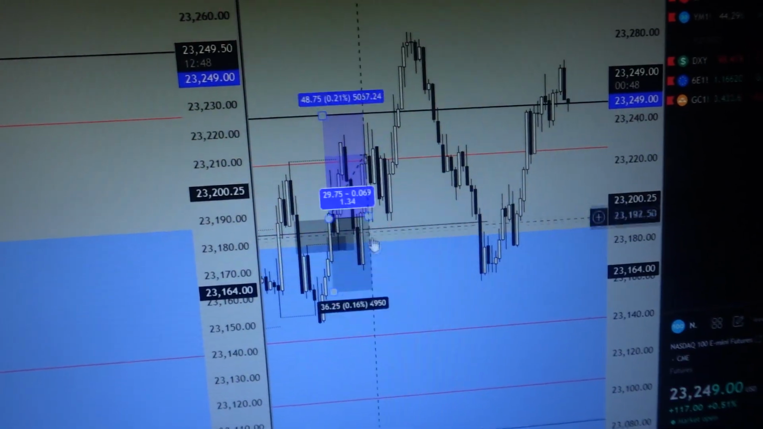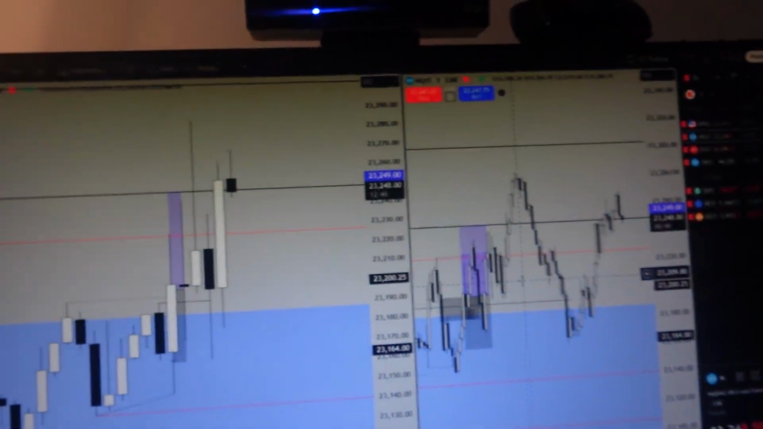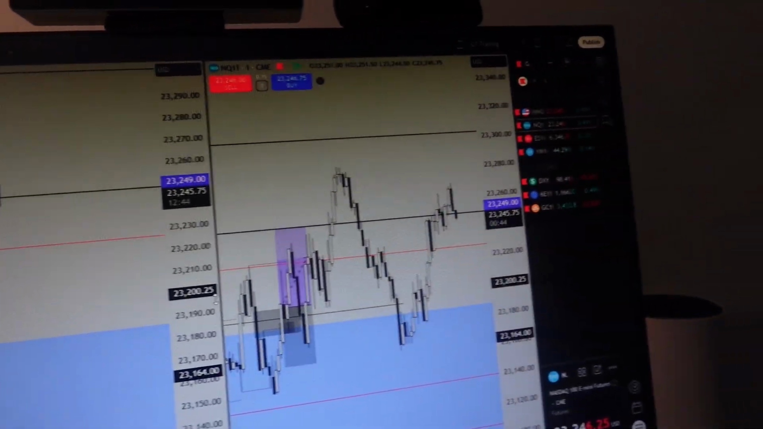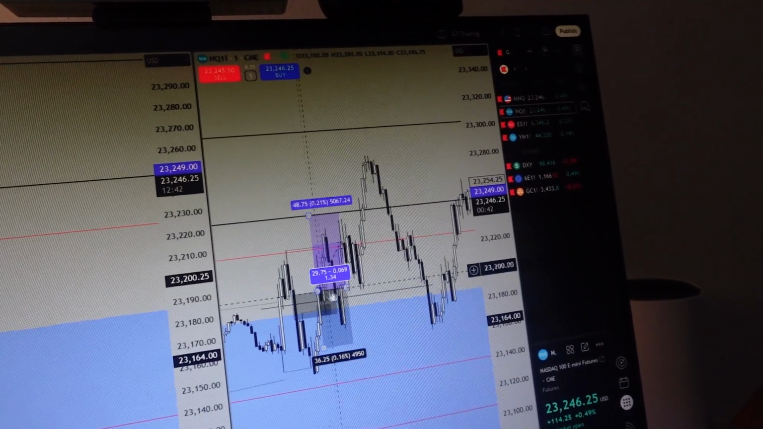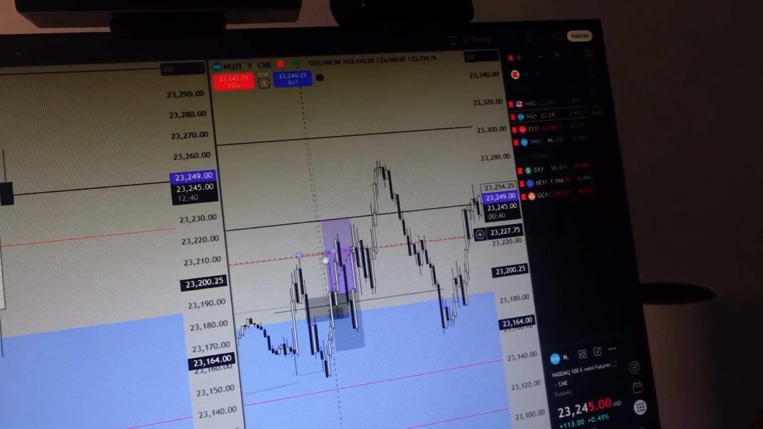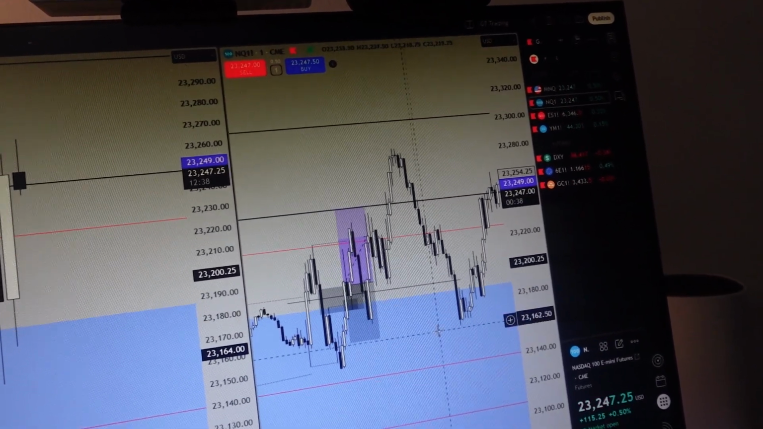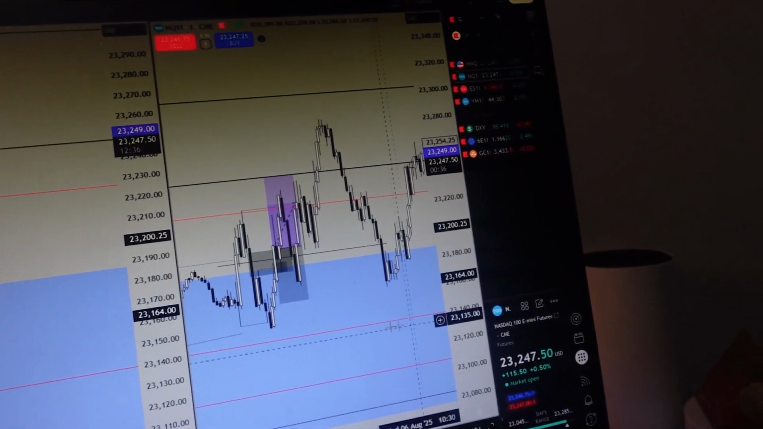But this was the trade idea right here for today. I'm going to do a little trade recap, get the video uploaded. And yeah, that was pretty much really it right here. You can see we just entered, got edged for the take profit, and then we got stopped out. That was the first trade.